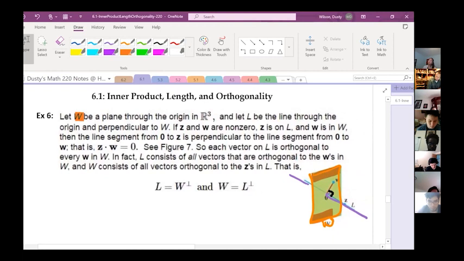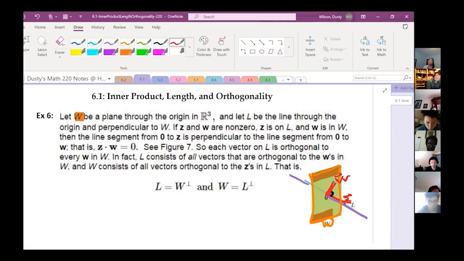If Z and W are non-zero, let's see if we can figure out where those are. So here's our Z vector right here, and here is our W vector there. Sorry, I covered that up. My Z is along the purple line, and my W is on the plane.